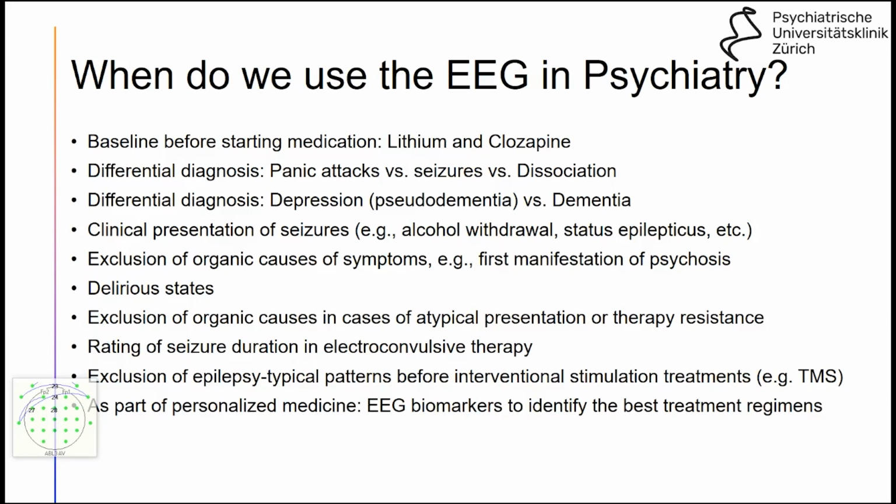So we want to see if we have some activity that is not explained by normal CNS activity in the brain. We use it for delirious states, and we always use it for the exclusion of organic causes in cases of atypical presentation. That means if someone comes for the first time with a first episode of, let's say, schizophrenia in his 60s, then there might be something else, an organic cause behind it, not real schizophrenia. And so we do an EEG, of course, because this is an atypical presentation. And in the end, this is the last point: as part of personalized medicine, EEG biomarkers might be helpful to identify best treatment regimes.